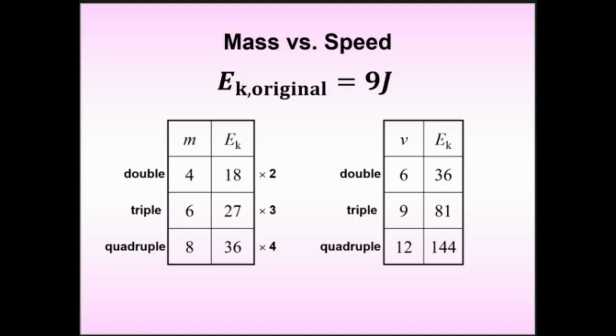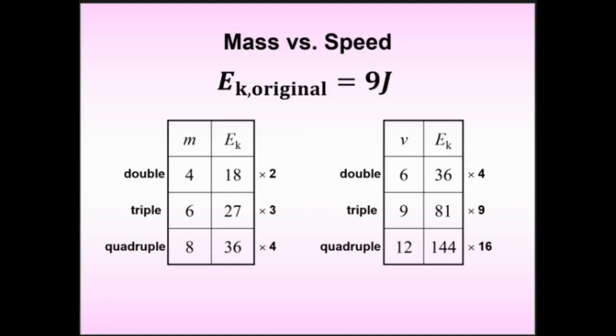Quadruple. Okay, now let's compare these numbers to this one. Everyone, what's 36 divided by 9? 4. What's 81 divided by 9? 9. What's 144 divided by 9? No, 16. What does this tell you?